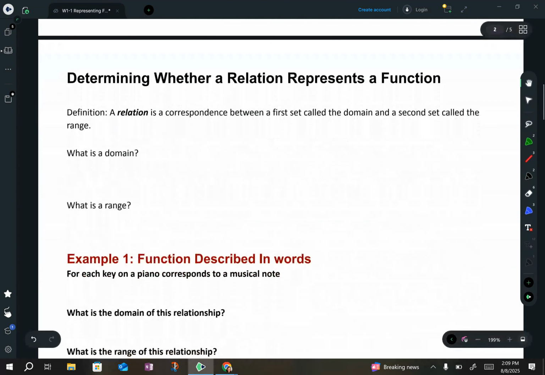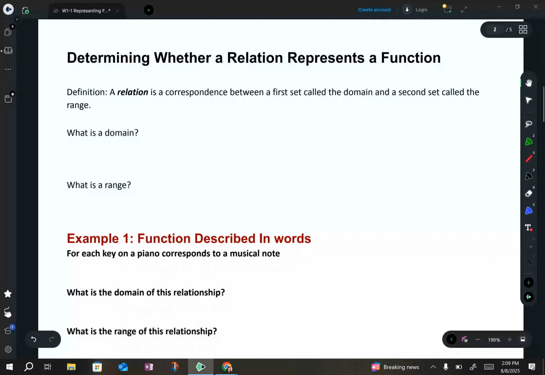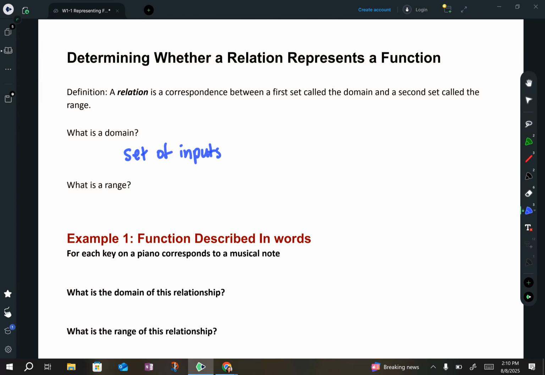All right, let's start by defining a relation. So determining whether a relation represents a function or not. A relation is a correspondence between a first set and a second set. The first set is called the domain, and the second set is called the range. So the domain, this is the set of inputs. And the range, that is your set of outputs.